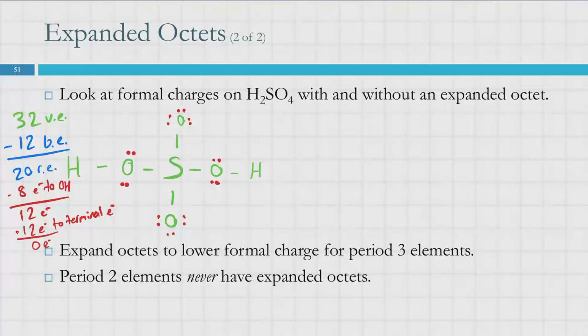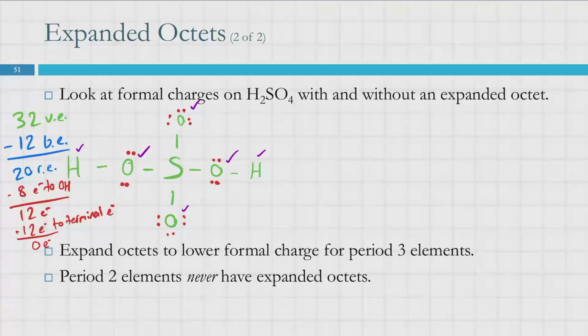We check our octets. Hydrogen has 1 bond. They've got their duets. Great. Our terminal oxygens have their octets. And our oxygens that are not terminal also have their octets. This is an acceptable Lewis structure. It's not the best Lewis structure. And the reason it's not the best Lewis structure is because of formal charges.